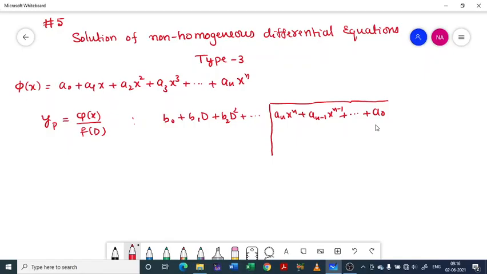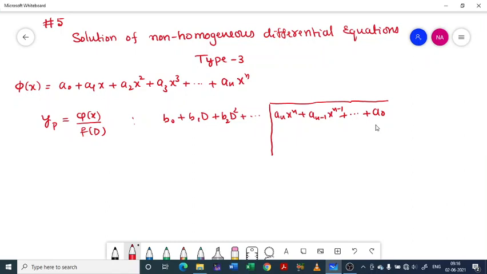Class number 5, solution of non-homogeneous differential equations, type 3. Okay. I think in the last two classes we discussed type 1 and 2. So type 1 exponential, type 2 trigonometric, type 3 polynomials. Suppose the right hand term of the given linear differential equation is a polynomial, then how to find the particular integral. That's what we discuss here.